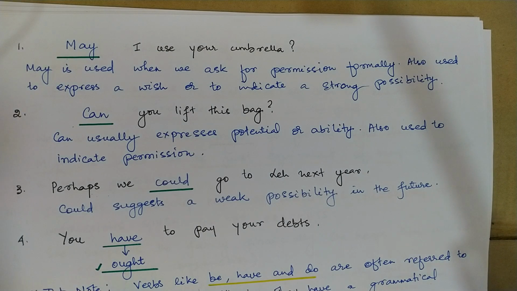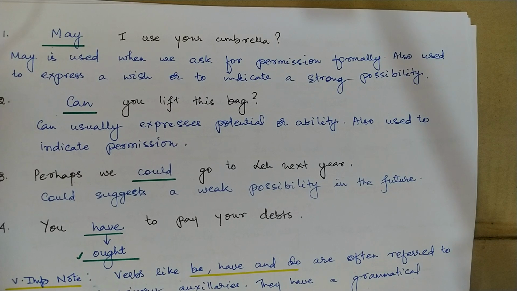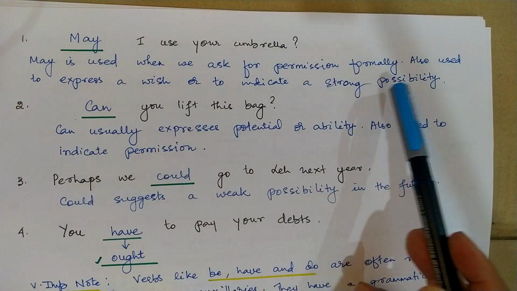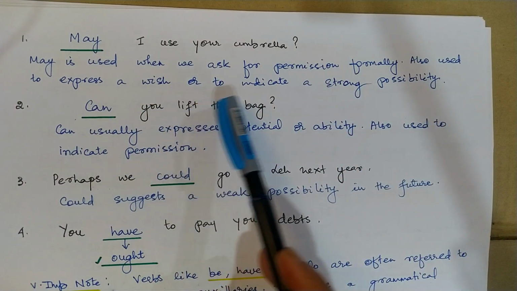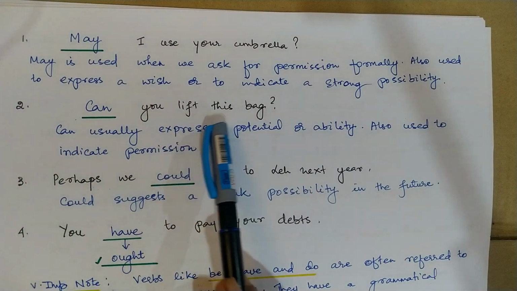Now coming over to your exercise number 1. May I use your umbrella? Why have we used the modal may over here? Because may is used when we ask for permission formally, also used to express a wish or to indicate a strong possibility.